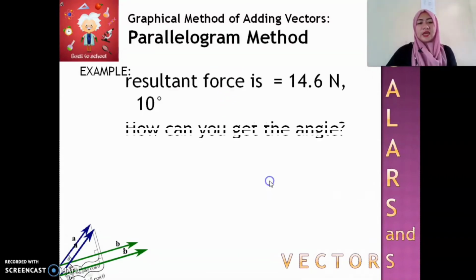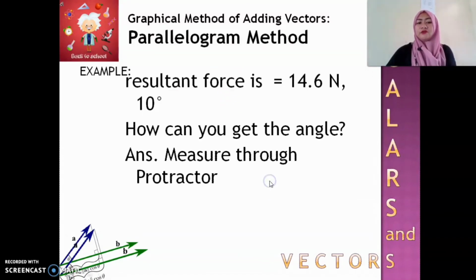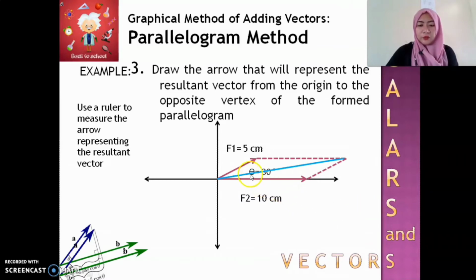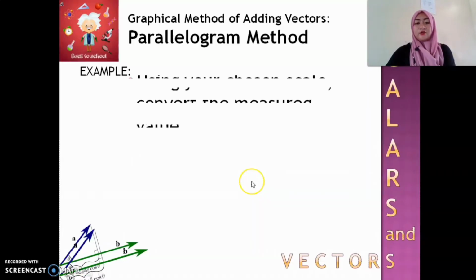So the question is, how can you get the angle? Of course, you make sure that you use your protractor. So if you correctly measure your angle on this part using your protractor, you would get 10 degrees.